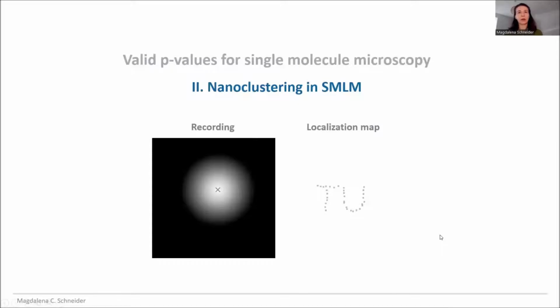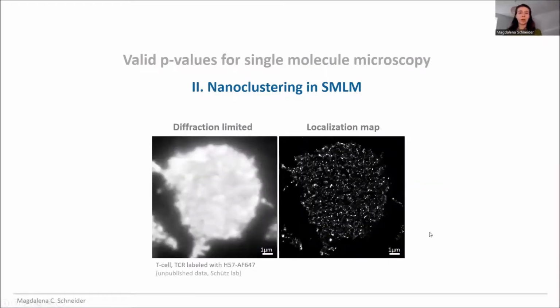Now I will come to nanoclustering in SMLM, where we have the problem that a localization map usually doesn't look like this here, but more like that, where you have multiple detections of the same molecule leading to overcounting and hence localization clusters. You can also see that in cells, where here you have the diffraction limited image and the localization map. Here you can see these little localization clusters, which you cannot see in the diffraction limited image. So the question is, are these localization clusters real molecular nanoclusters or not?